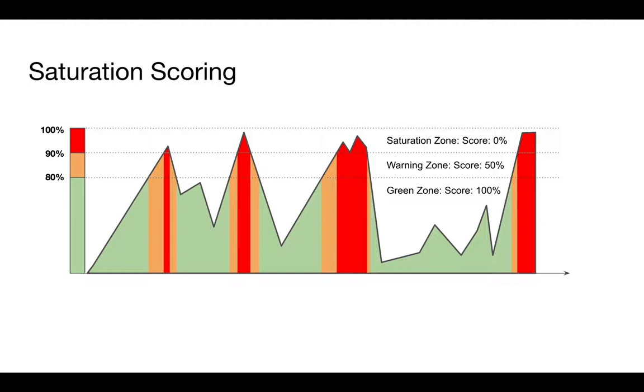We then score the metric for the amount of time it spends in each zone. In the saturation zone, it scores 0. In the warning zone, 50%. And in the green zone, it gets a score of 100%. And using the score, we can calculate the average score for the resource over time. This is an advantage over direct linear interpolation in that the saturation score will highlight dangerous spikes in resource utilization, even if the average value is not affected.